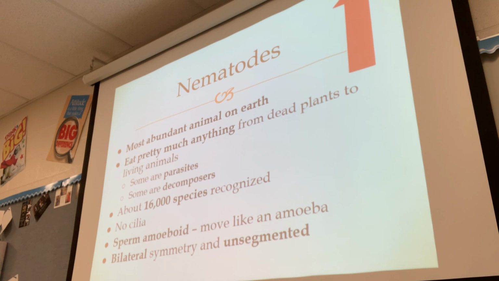There are about 16,000 species, so again, that's not a very high number. We've seen a lot more as far as arthropods and other species. No cilia present. A lot of these flatworms had cilia to help them move. These guys, not so much. Their sperm is amoeboid, which means that their sperm actually is capable of movement. This is a helpful mechanism when they are trying to reproduce. So they can lay kind of like a sperm packet, and the sperm packet can move and potentially find a female. And they are going to have bilateral symmetry, and they are unsegmented also.